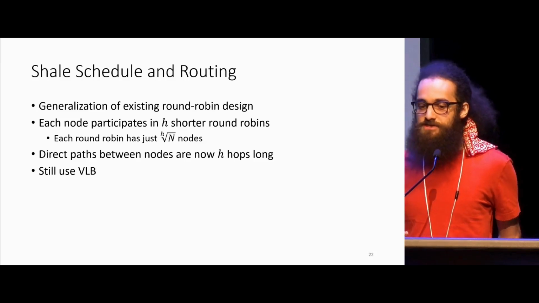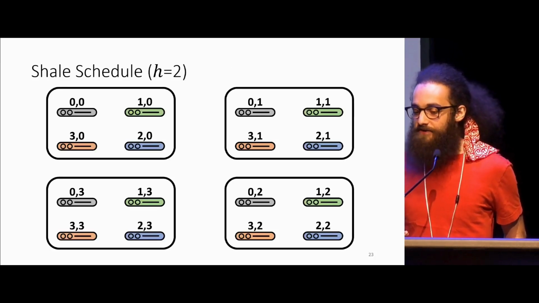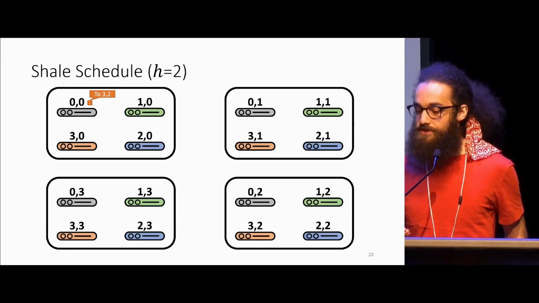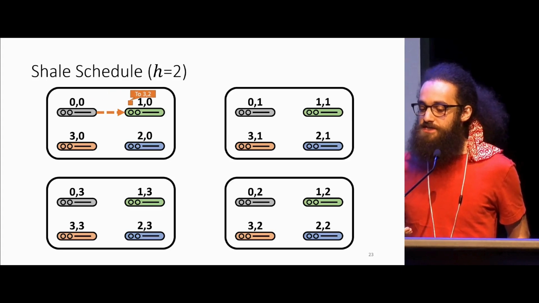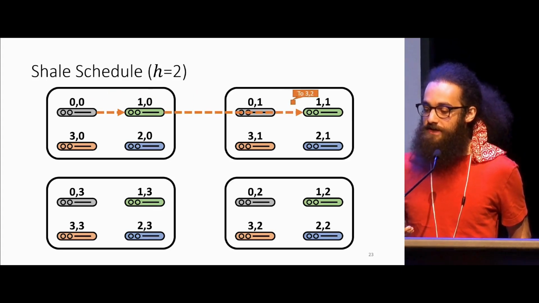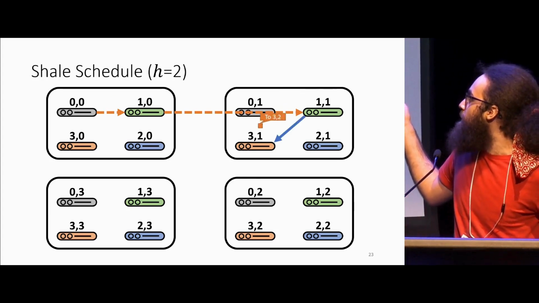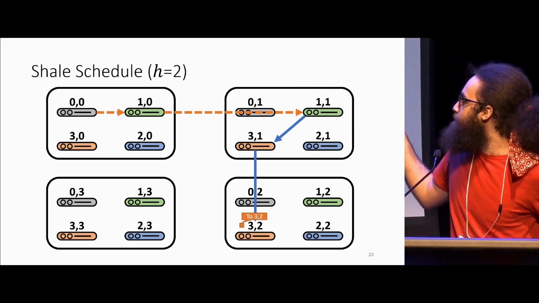We still want to use valiant load balancing, so a full path in Shale is going to look something like this. Let's say we want to send from node 0, 0 to node 3, 2. We're first going to take 2 spraying hops, one on each coordinate, and these are randomly chosen, and we reach our intermediate node. And then we take 2 direct hops to finally reach our destination.